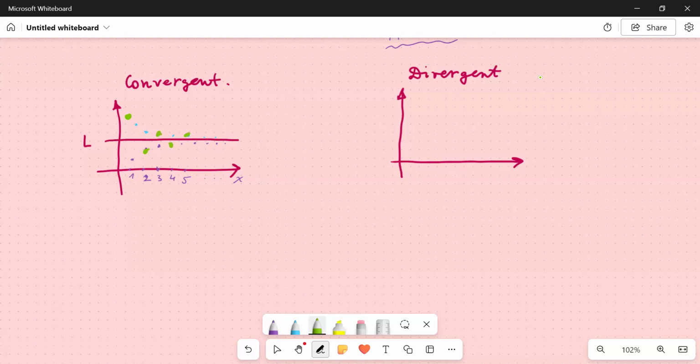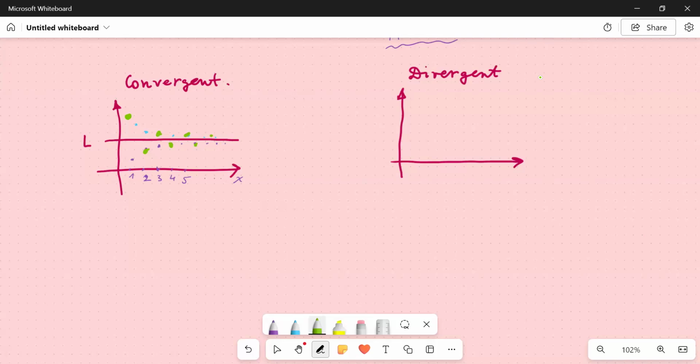It's not very important how points are concentrating around the limit, like from the top, from the bottom, or from both sides. It's important that they are concentrating. And you are going to see what I mean when I draw divergent sequences.